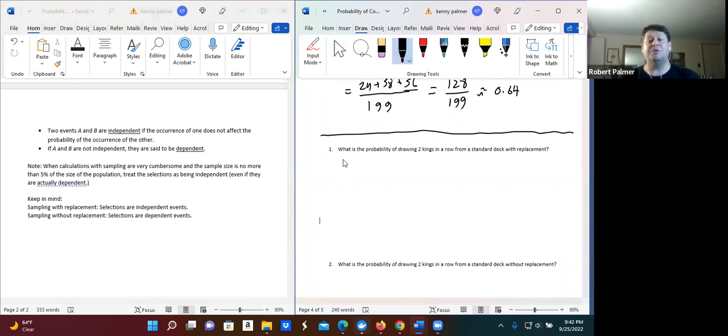So let's take a look at this very first one. What's the probability of drawing two kings in a row from a standard deck with replacement? Okay, and what does with replacement mean? With replacement means I, of course, shuffle the cards, draw a king out, let's say. Then I put that card back in the deck and reshuffle them as if I never drew a first card in the first place. That's what with replacement means. So in other words, these are independent events because the first draw is not affecting the second draw. So these are independent.